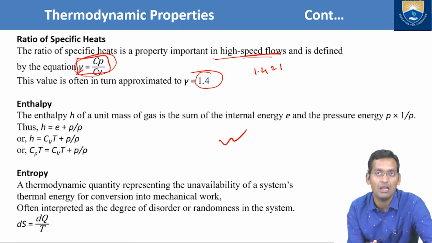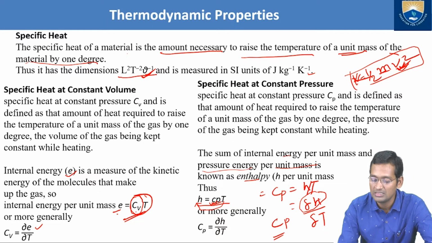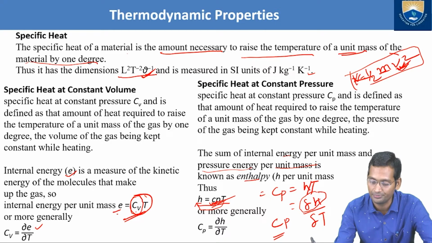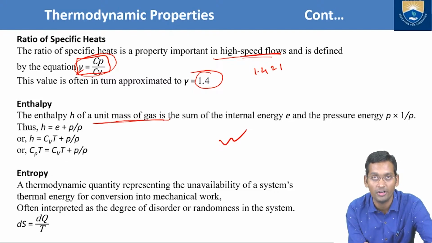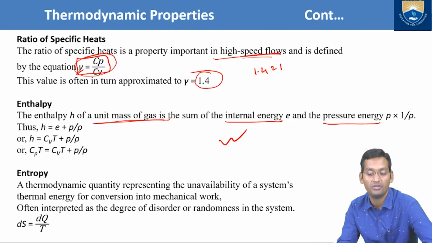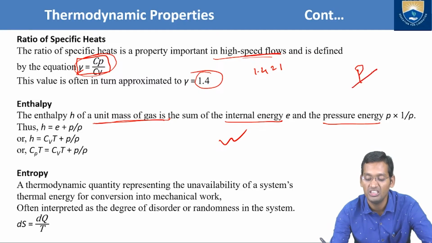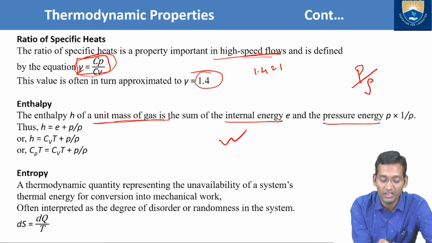Next, we just discussed enthalpy, right? Enthalpy is Cp into T. Just see how this comes about. The enthalpy of a unit mass of gas, and again, unit mass is very important, otherwise the mass also should be there, is the sum of internal energy and pressure energy. What is pressure energy? We saw this already: pressure energy is nothing but P by rho.